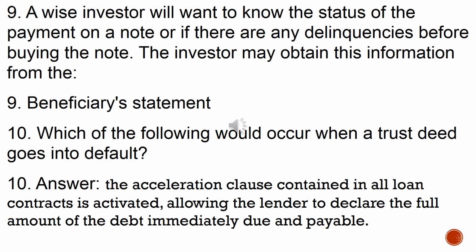Question number 9. A wise investor will want to know the status of the payment on a note or if there are any delinquencies before buying the note. The investor may obtain this information from the: answer, beneficiary statement. Question number 10. Which of the following would occur when a trust deed goes into default? Answer: the acceleration clause contained on all loan contracts is activated, allowing the lender to declare the full amount of the debt immediately due and payable.